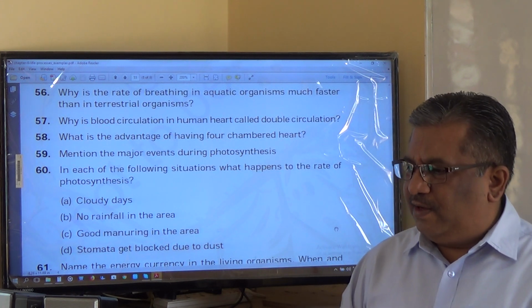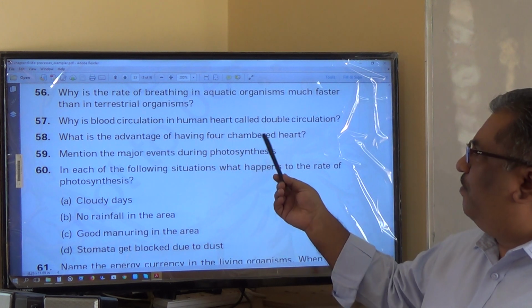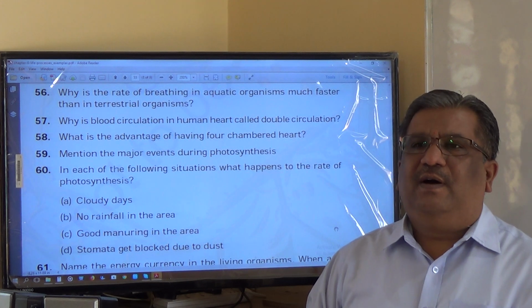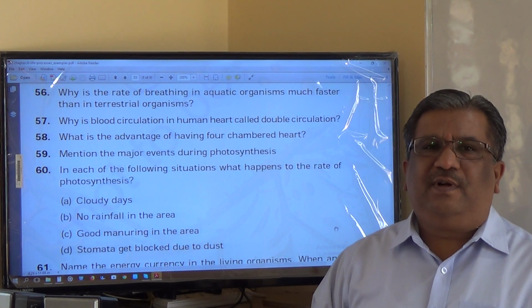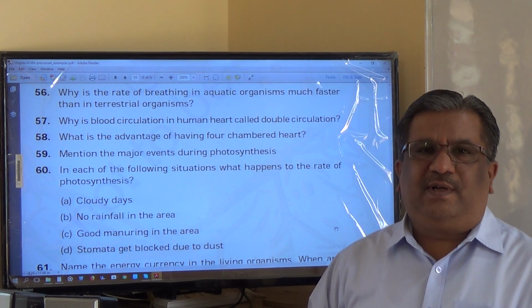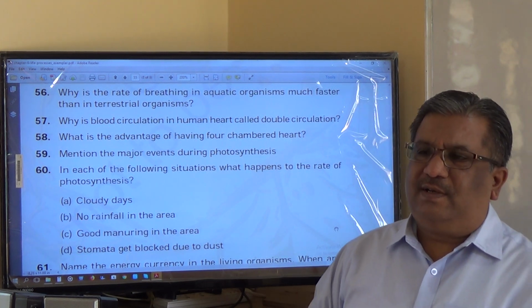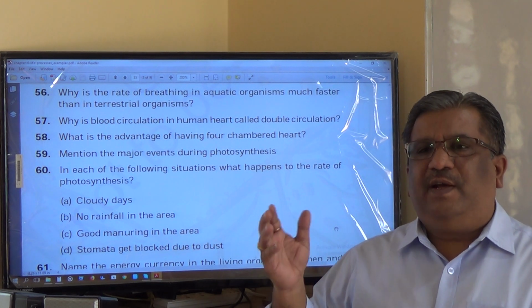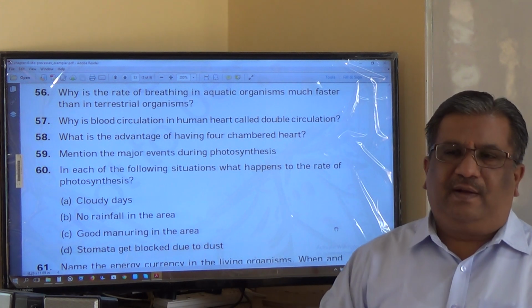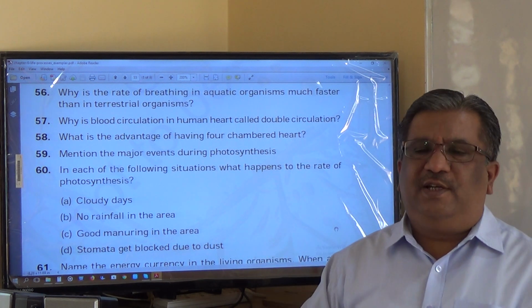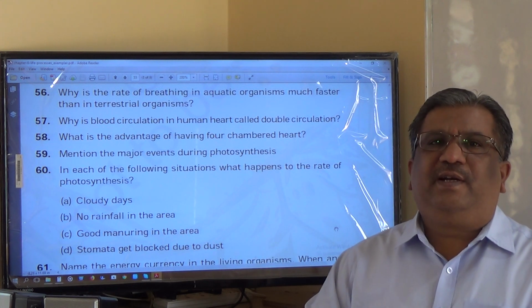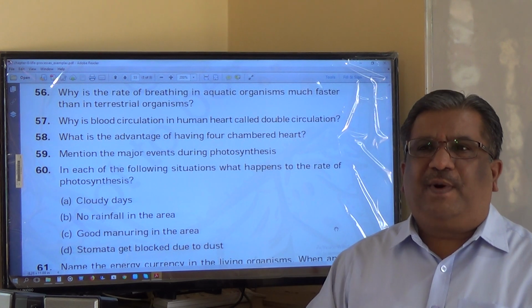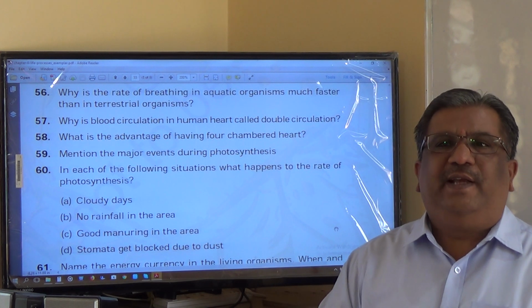What is the advantage of having 4-chambered heart? Some animals have to maintain their body temperature constant irrespective of the environmental conditions. For such animals, large amount of energy is required. In order to do so, efficient system of oxygen supply is required, and therefore 4-chambered heart ensures that oxygenated blood or oxygen is supplied to each and every cell properly.